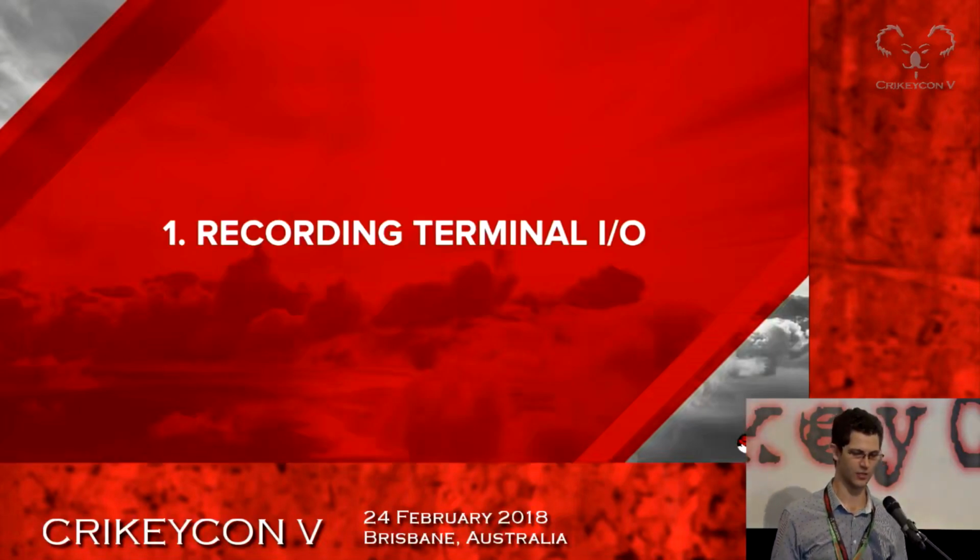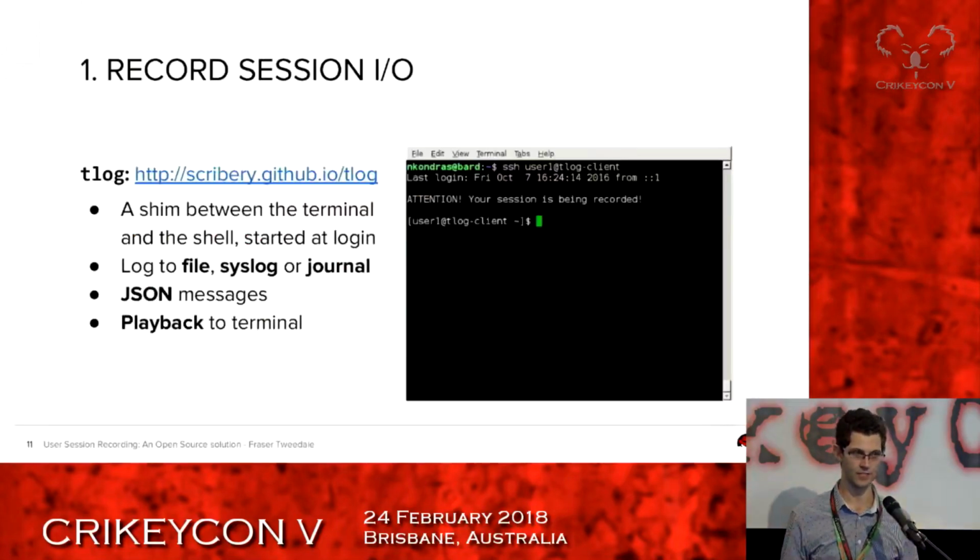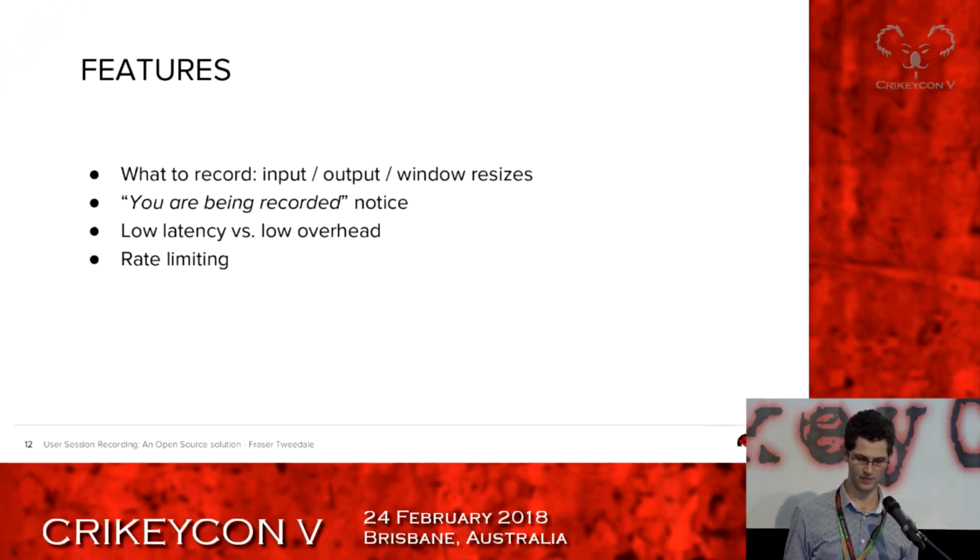So first, for recording terminal I/O. The first, I guess, complete solution to come out of this project at Red Hat is the tlog program, tlog for terminal logger. It's a shim between the terminal and the shell, started at login for a user. It can log to files, to syslog or to the systemd journal. It uses a JSON message format, and it also comes with a tool for playback to the terminal. So, I'll talk about this, and then I'll switch to a demo.